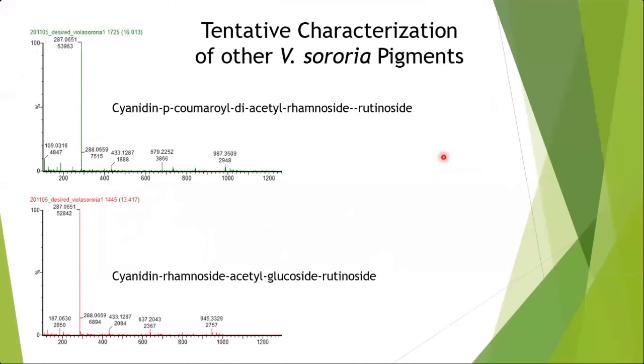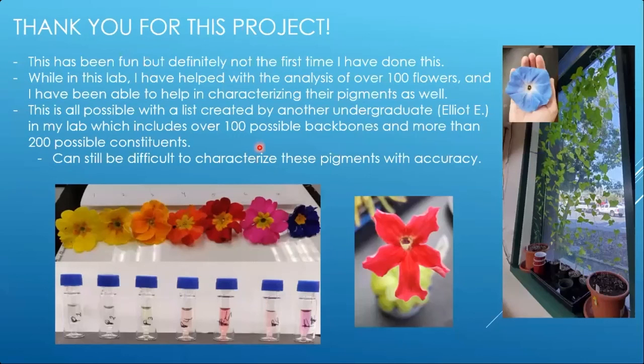So that's what helps us characterize the pigments a little bit easier, but it's still difficult to characterize these pigments with accuracy, as some constituents share the same molecular weight. So unless other tests are used, it can be hard to determine what the actual constituent being added is.